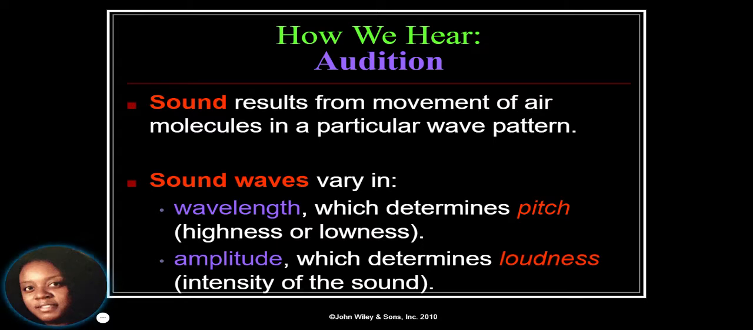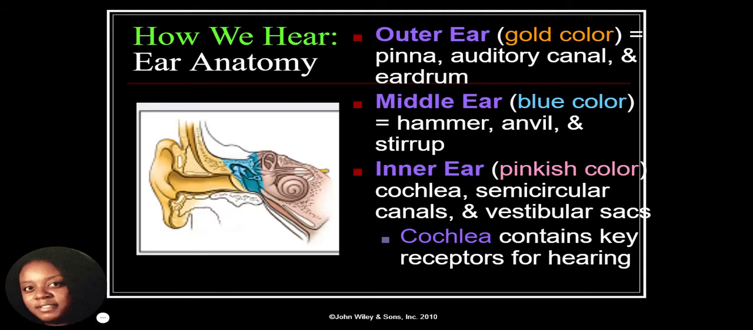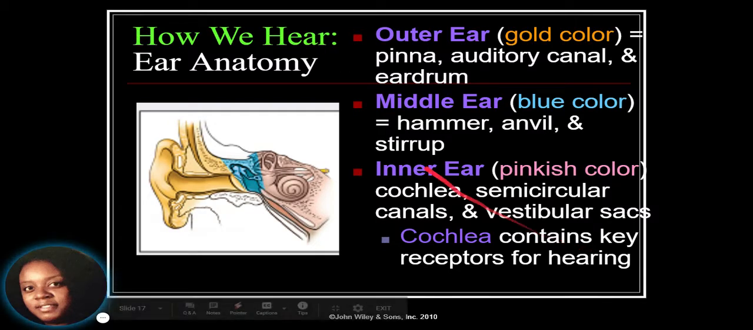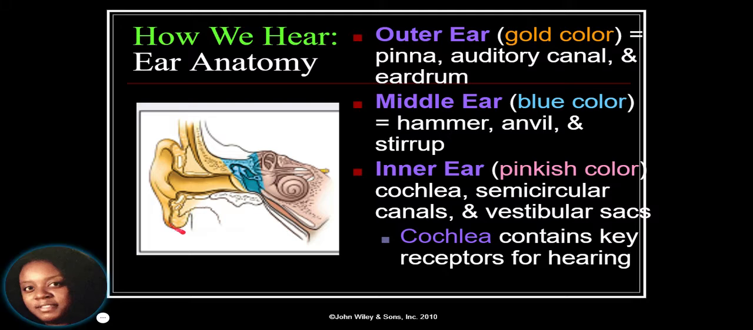Audition is our ability to hear, which results from the movement of air molecules in waves. Sound waves can vary in wavelength and amplitude, which impacts the pitch and loudness of something. As you can see here, the outer ear, this kind of gold part, contains several parts of the ear that are important for hearing. The middle ear is the blue part, contains other areas as well. And the innermost pinkish part contains the most important parts, the cochlea, which is a key area for hearing.